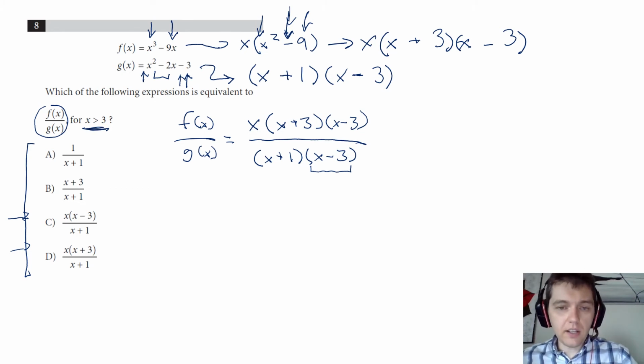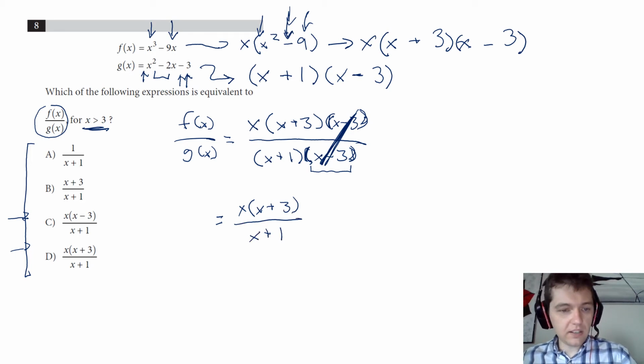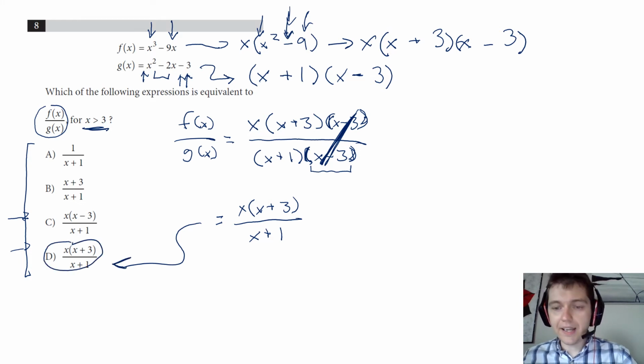So what you can see here is that because that's non-zero, you can take this term in the f of x and this x minus 3 term, and those cancel out to be 1, which leaves you with f of x divided by g of x now equal to x times x plus 3 divided by x plus 1, which exists as answer D. You can go ahead and circle D as your answer.